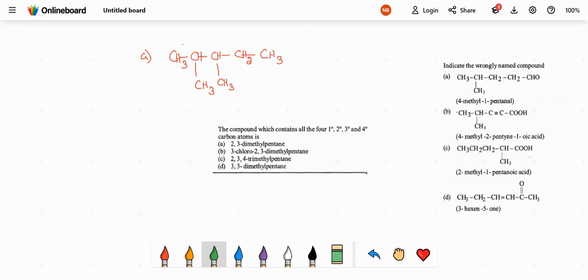If there is no functional group, the primary carbon atom will be CH3. Look at this. This will be primary. And then secondary will be CH2. If there is no functional group, CH2 will be the secondary. And if there is no functional group, CH carbon will be tertiary. And C will be quaternary.